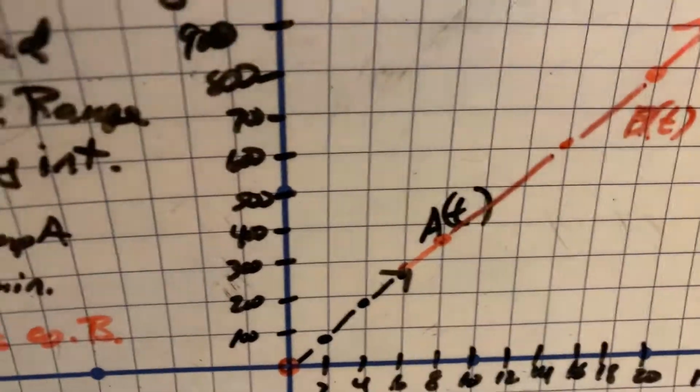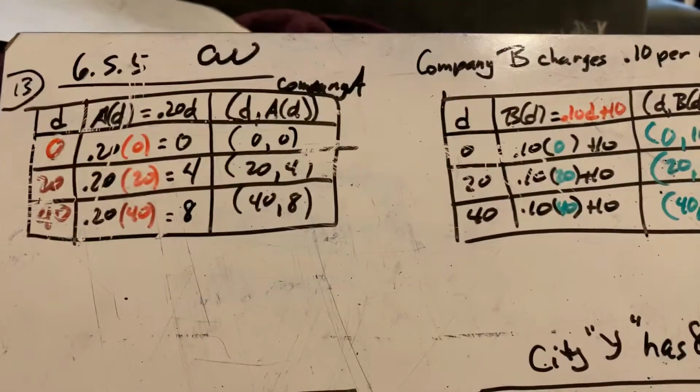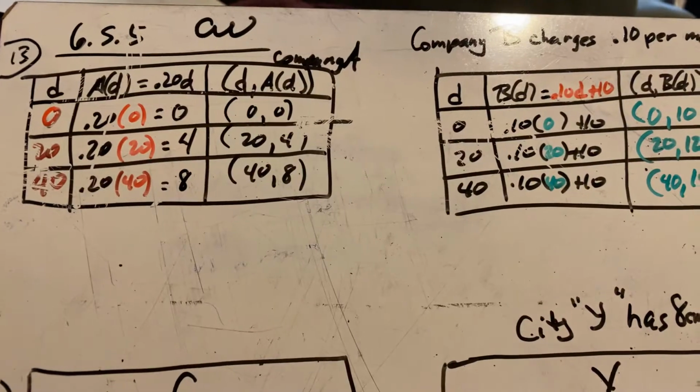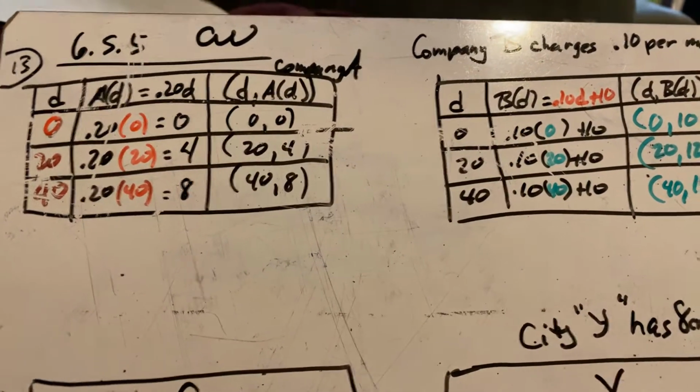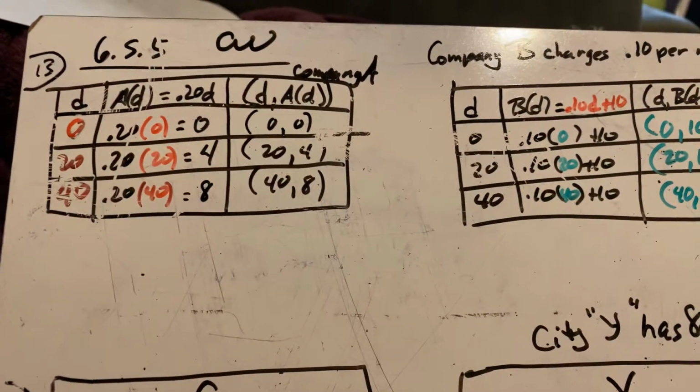All right, guys, let's finish up. Let's go to 13 and 14. Okay, 13 and 14 are given as a graph, as a grid or a table. So we're given two different companies that are car rentals, and we're comparing the cost of each.